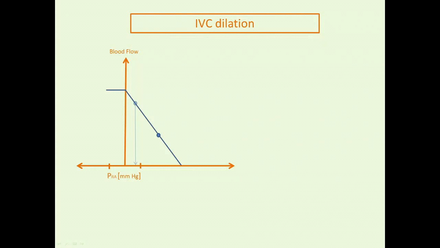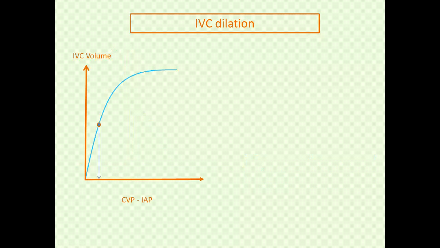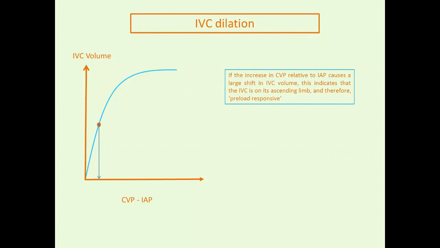Sorry about that, my animation is a little abnormal there. So let's just look at this. This is the CVP minus the intra-abdominal pressure, because remember, you're looking at the IVC below the diaphragm, so the pressure is going to be influenced by the ambient intra-abdominal pressure as well. So when you apply a breath in the thorax, the pressure within the right atrium and the vena cava increases, and the relative increase in CVP to the intra-abdominal pressure causes a large shift in IVC volume if you're on the ascending portion of your IVC volume pressure curve.